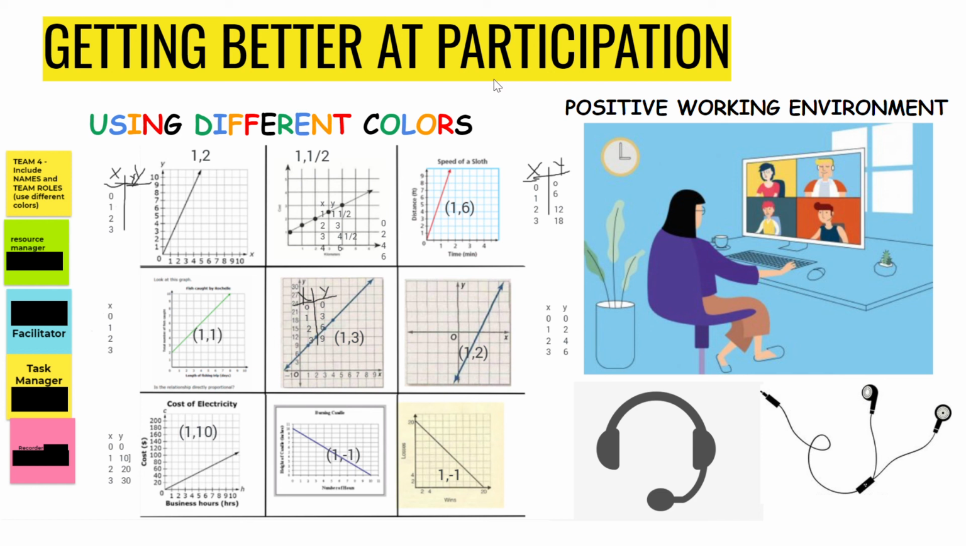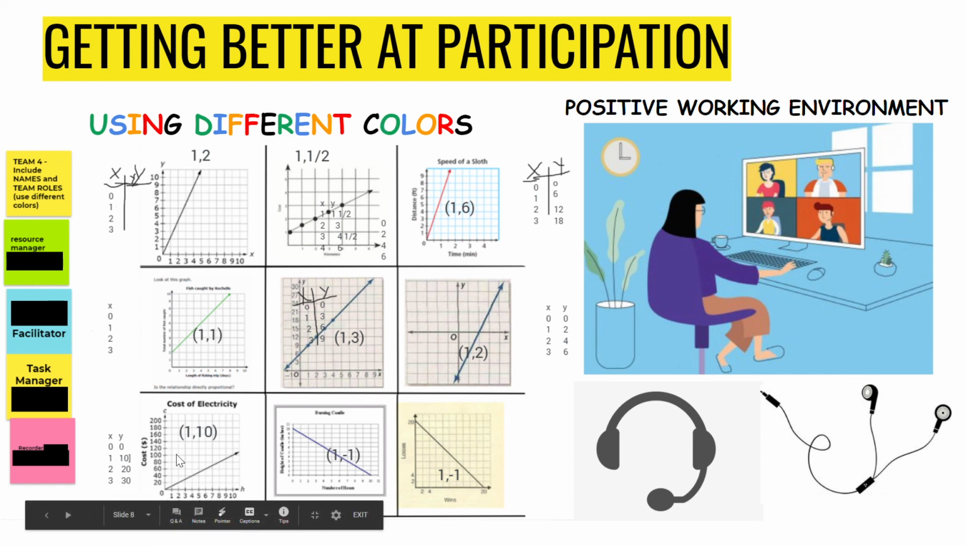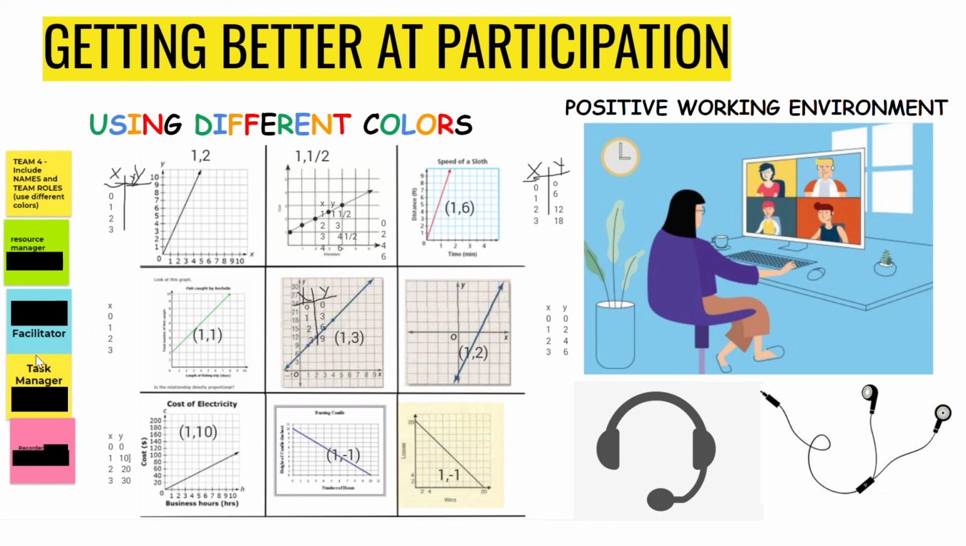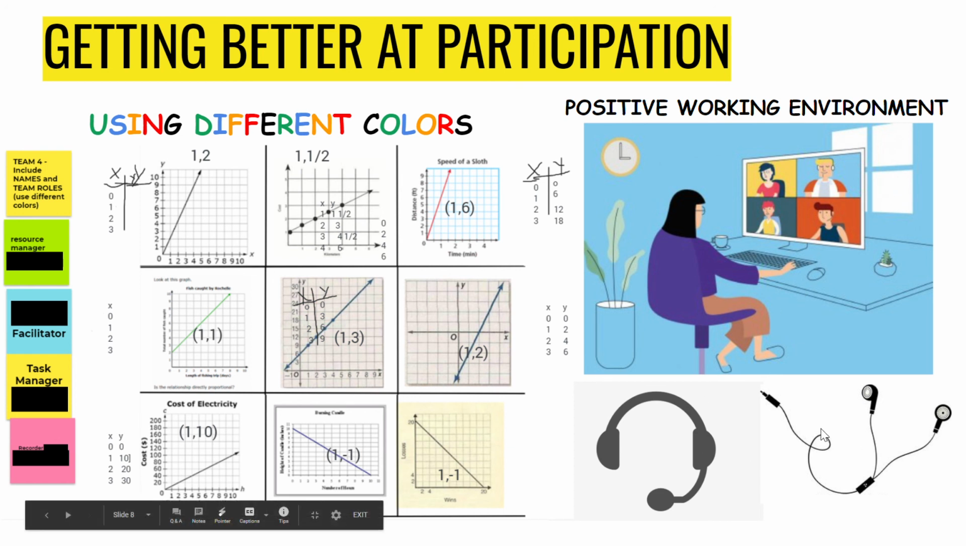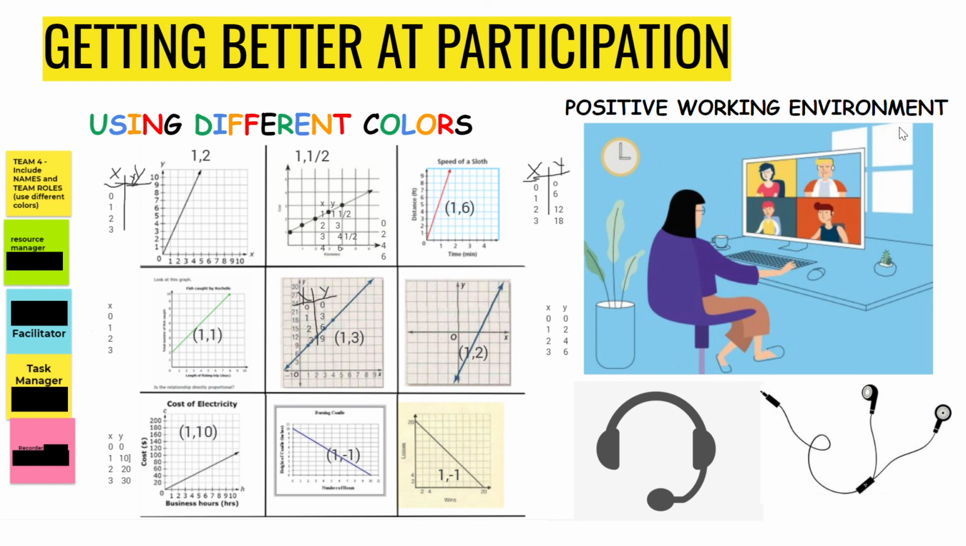And in order to get better at participation, please make sure you use different colors, because everyone writing in black does not tell me who understands and who does not understand, and who participates and who is not participating. Green, write in green; blue, write in blue; yellow, write in orange; and pink, write in red. Also, please make sure you have a positive working environment where there are little to no distractions. And if you have trouble hearing or speaking, please make sure you have a headset or earphones so that you can understand what your peers are saying and that you can also communicate to them.